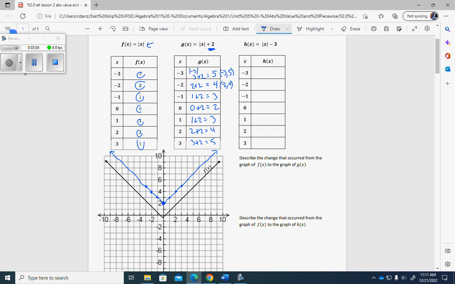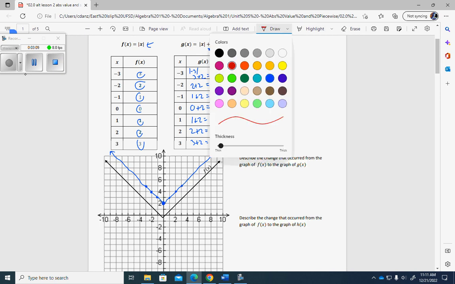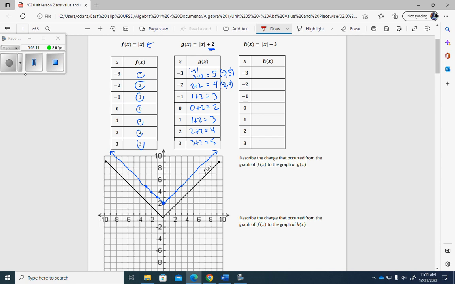Take a look at function h. We're still doing the absolute value of x, but now we're subtracting 3. I'm just going to change my color here. So absolute value of -3 is 3. Take away 3, I get a 0. Absolute value of -2 is 2. Take away 3, I get a -1. And the absolute value of -1 minus 3. Absolute value of 0 minus 3. Absolute value of 1 minus 3. Absolute value of 2 minus 3. And the absolute value of 3 minus 3.